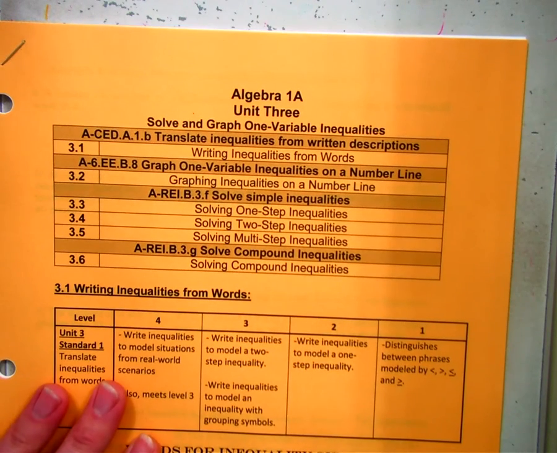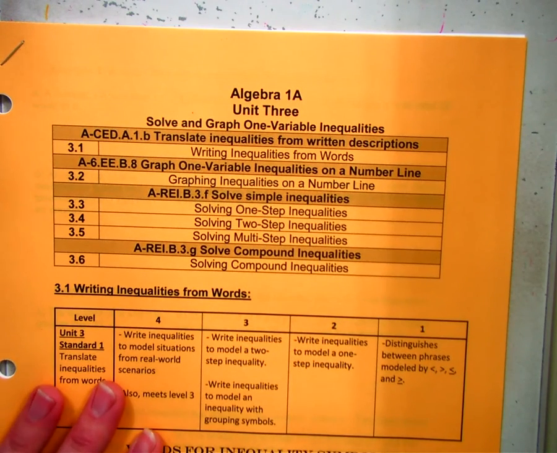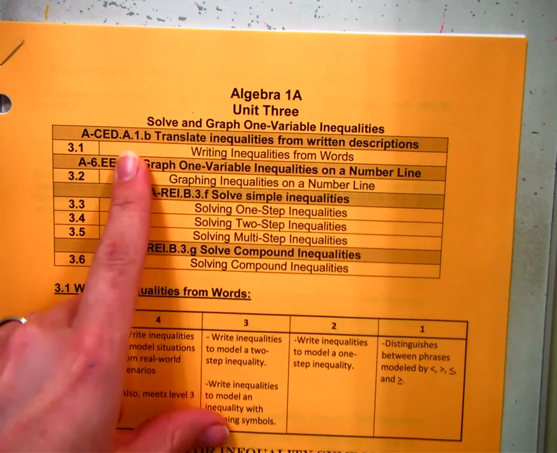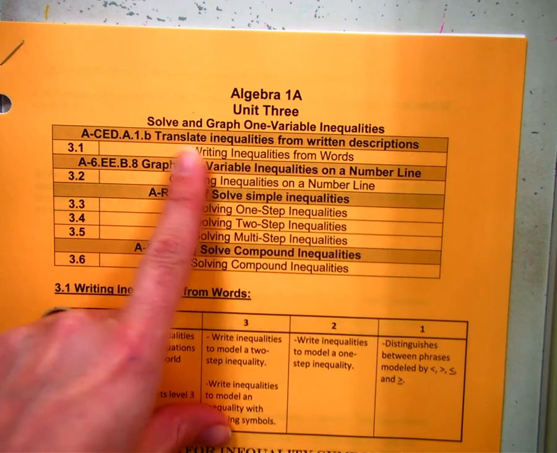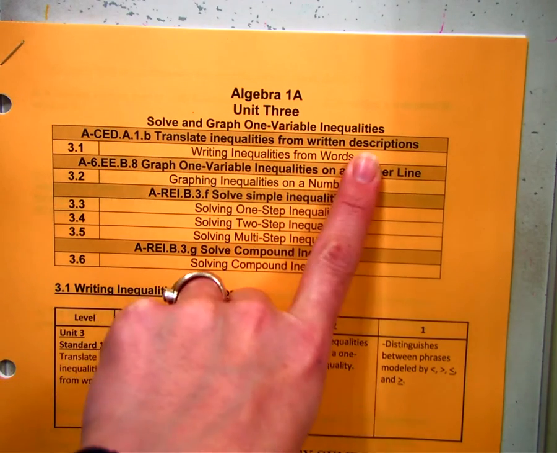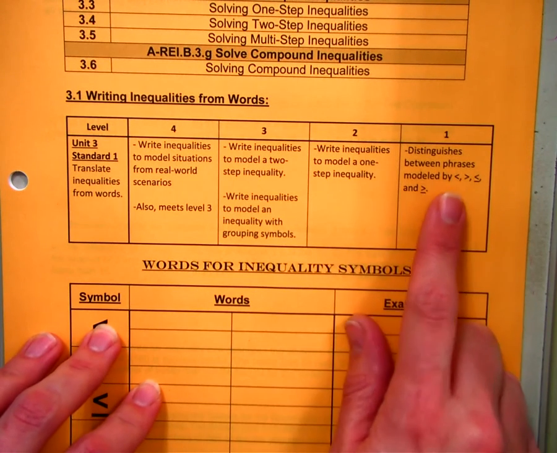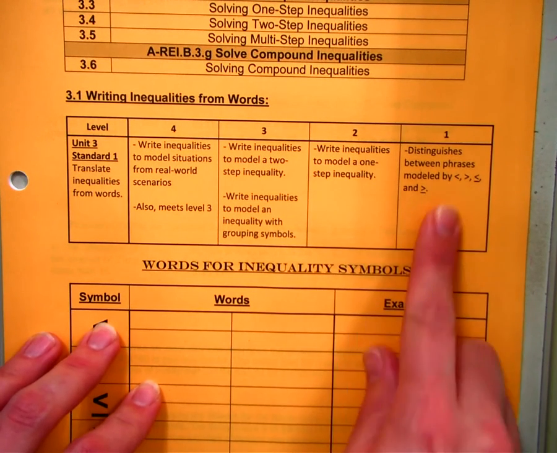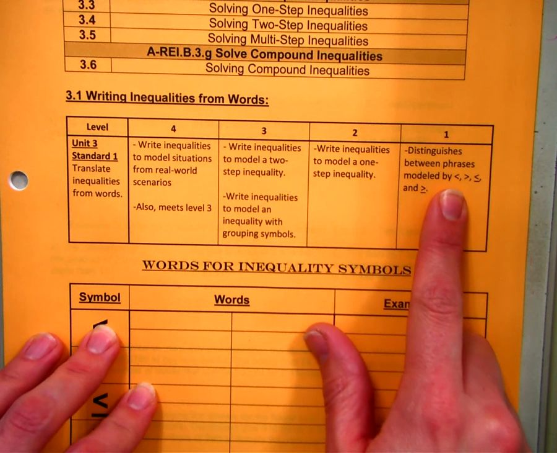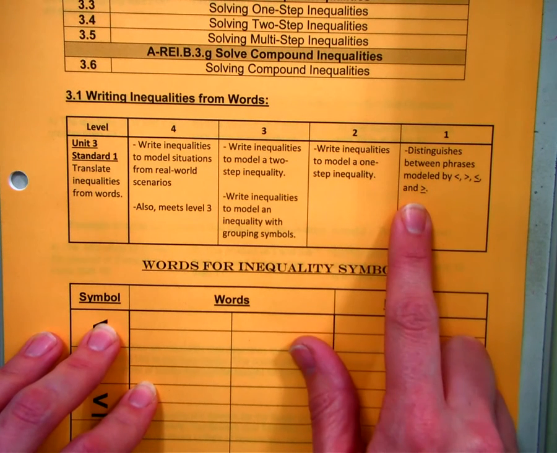Start of Unit 3, which is Inequalities. So you're going to learn how to solve and graph one variable inequalities. We're going to start with the first standard, which is translating inequalities from written descriptions. Down below here, it gives the levels that we're trying to reach. Today, we're just going to worry about distinguishing between the phrases that model each different inequality symbol.